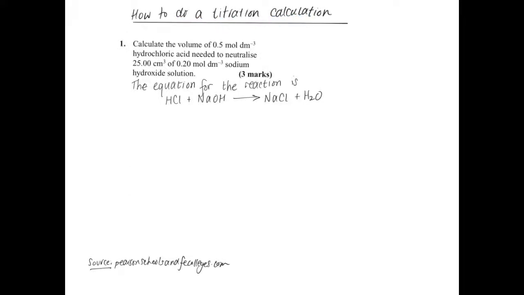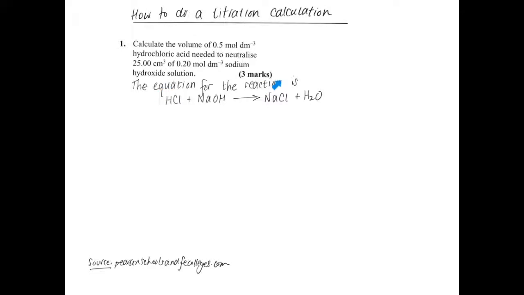How to do a titration calculation. Typically you'll be given the volume and the concentration of the alkali solution. In this case it's sodium hydroxide. You'll be given the concentration of hydrochloric acid or another acid, and you'll have to work out how much of that acid is needed to neutralise that much of the alkali, in this case the sodium hydroxide solution.